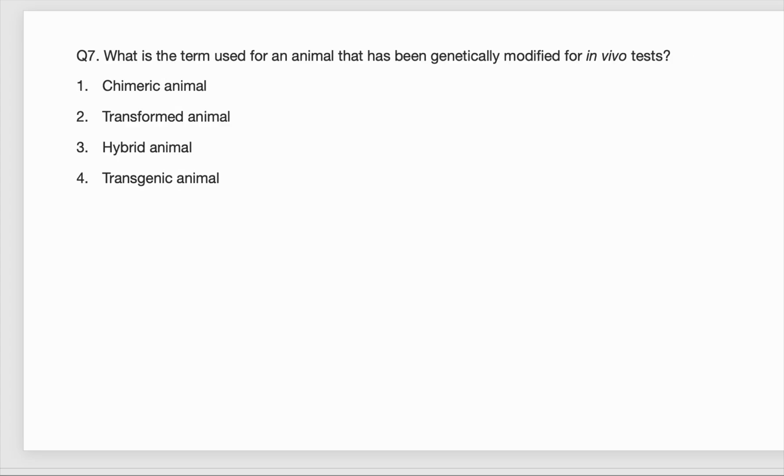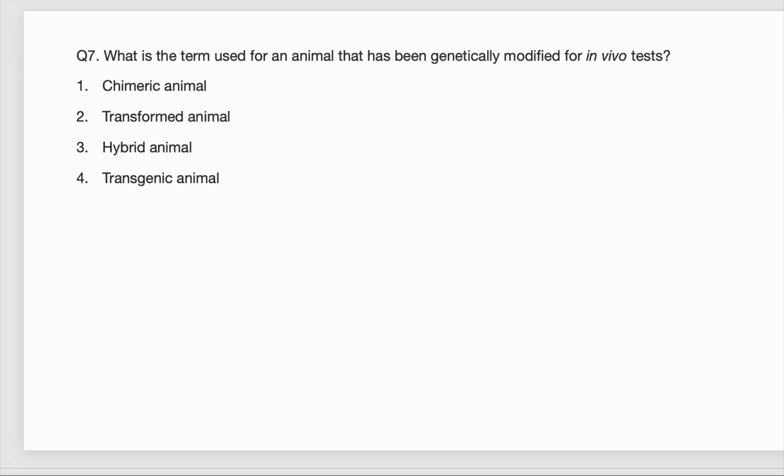Let's move on to the next question. What is a term used for an animal that has been genetically modified for in vivo test? Again, we discussed what in vivo and in vitro are. Is there any question? Yeah, that's a correct answer. The correct answer is transgenic.